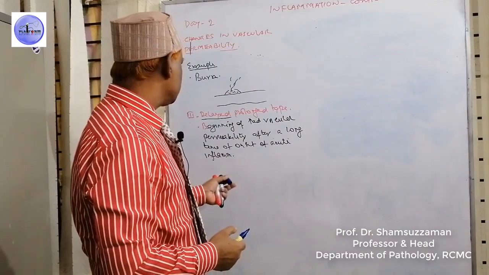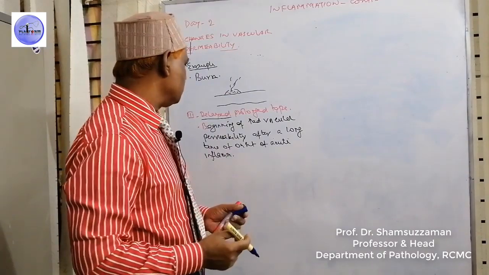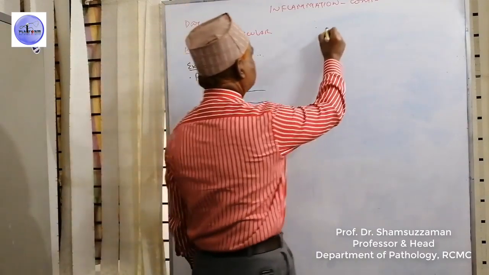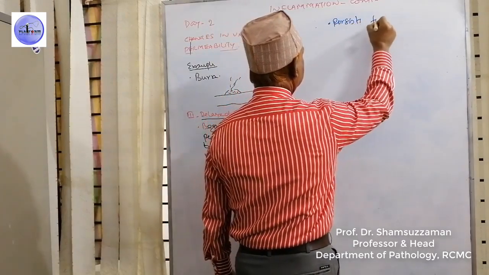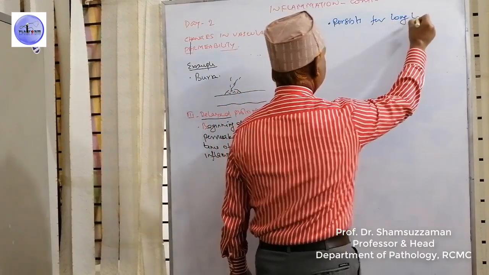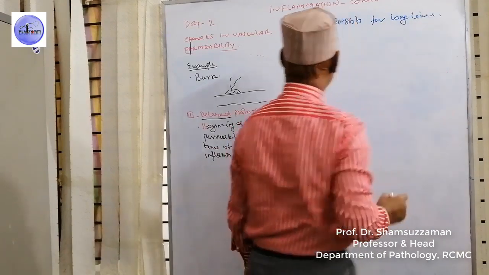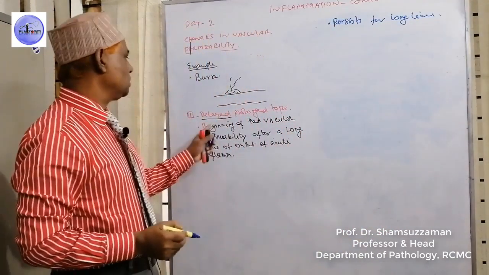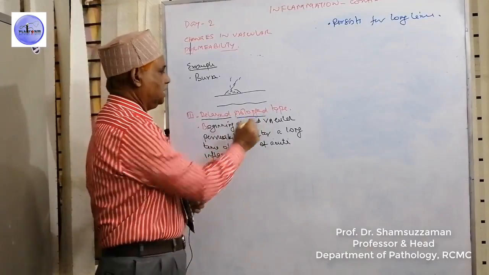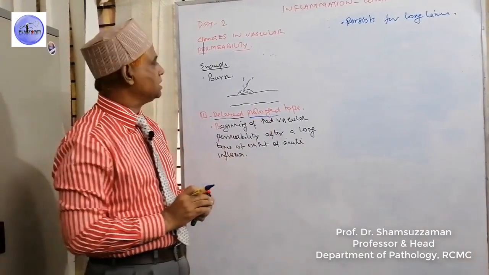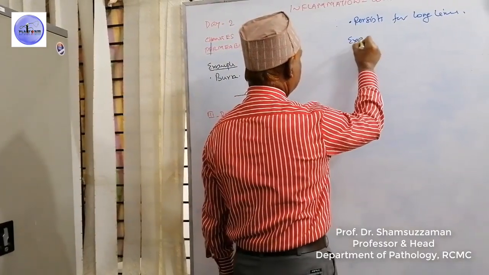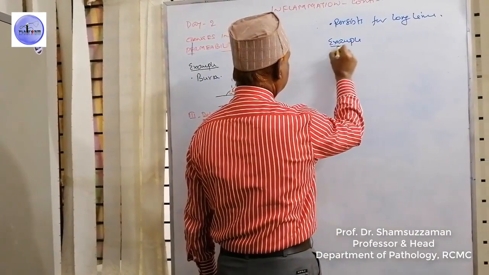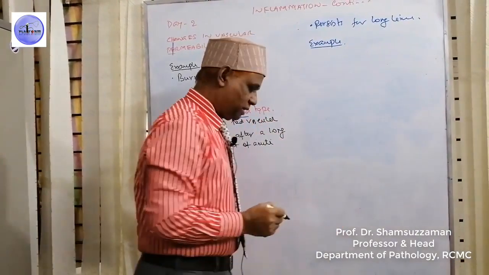Although it begins after a long time of onset of acute inflammation, it persists for a long time, so it is called prolonged. It is a delayed and prolonged type of increased vascular permeability. Now come to an example of the delayed prolonged type of increased vascular permeability.